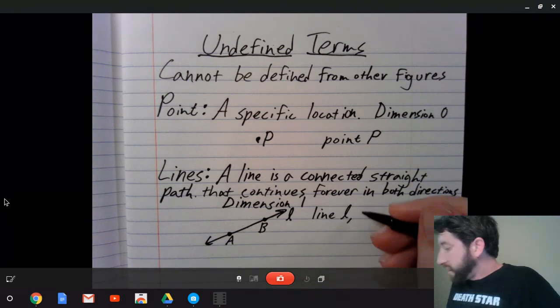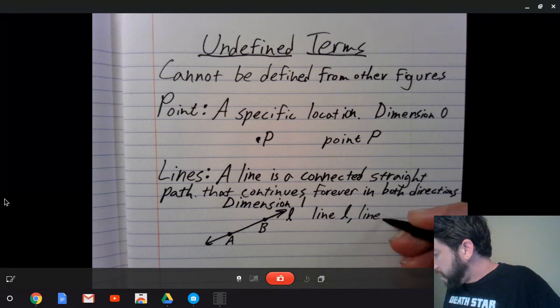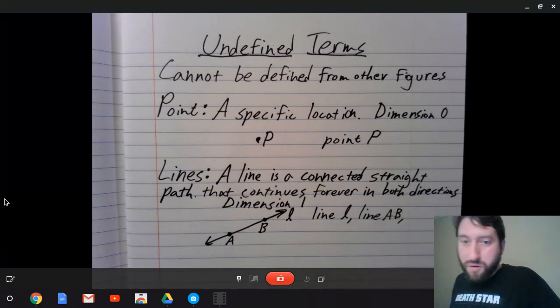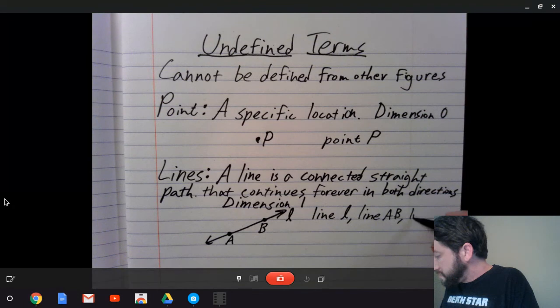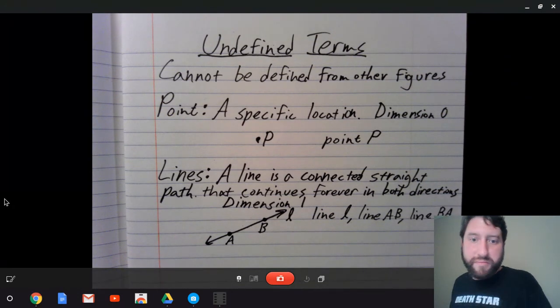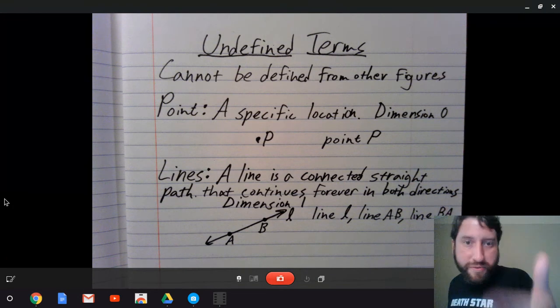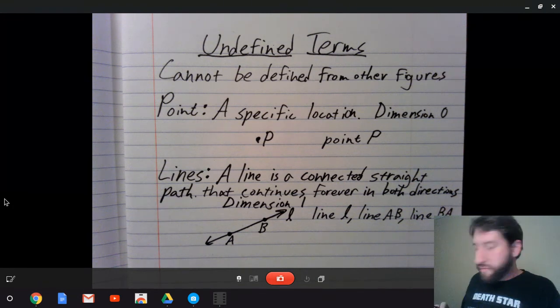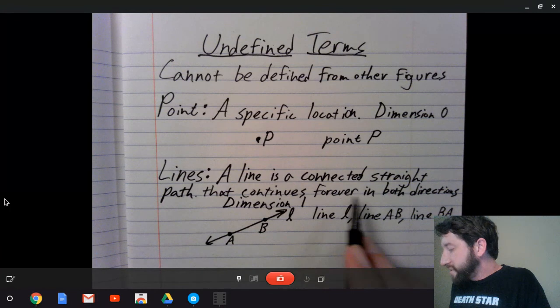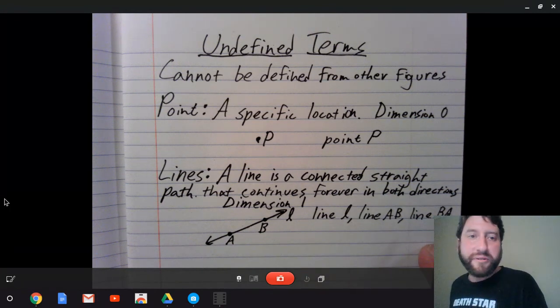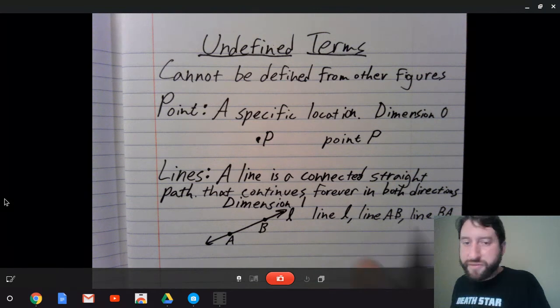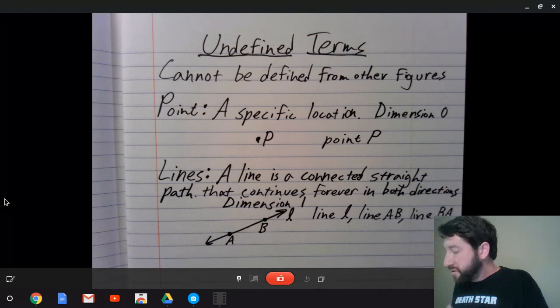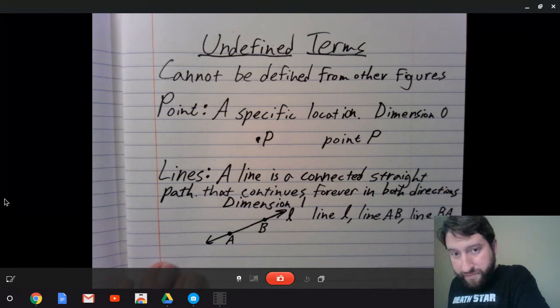They could say line AB, or they could say line BA, because it doesn't really matter if you start with A or if you start with B. It doesn't matter which one you start with, okay? Because again, it says forever in both directions. So the starting point doesn't really matter. There's no starting point. It's forever in both directions. So you can say AB or you can say BA. Still the same line.